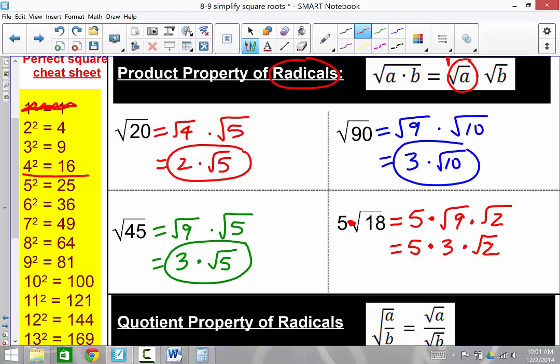And our last step here, we can actually simplify this together. Let's put these together. This is 5 times 3. Everything is multiplication here. There's no pluses or minuses here. 5 times 3 is 15.